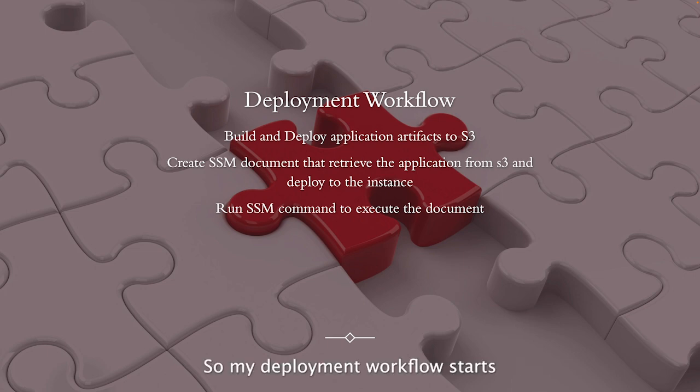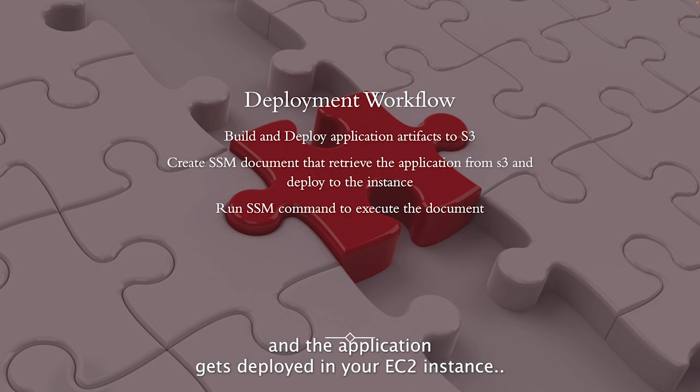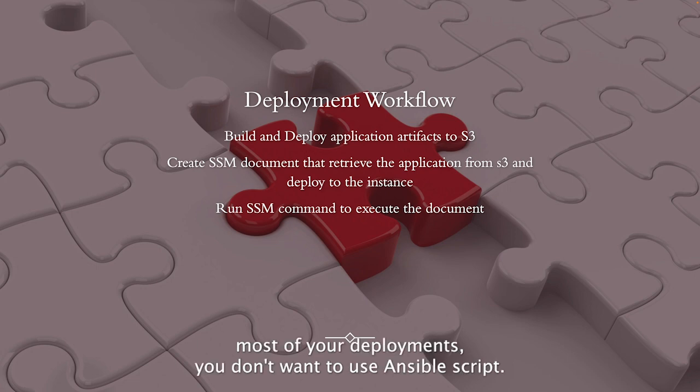So my deployment workflow starts from having a pipeline that takes, let's say, my Laravel application. It installs the Laravel application, bundles it, zips it and deploys it to S3. So all you need to do is run the SSM command and your application gets deployed to your EC2 instance. This is good, especially as a DevOps engineer when you want to automate most of your deployments.